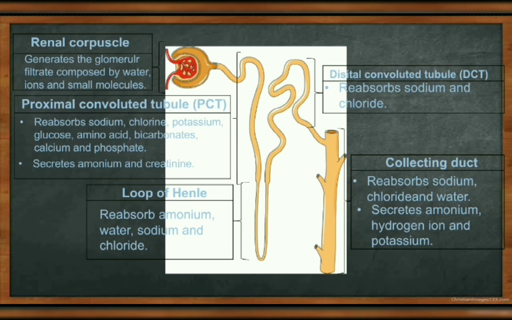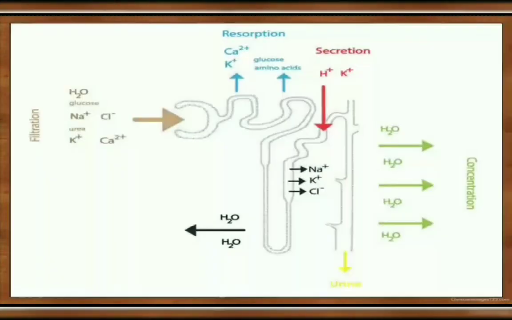Okay, now next you see this diagram. If you want to learn through this, this is the easy one. You see that here in the filtration, water, glucose, urea, and NaCl ions enter the Bowman's capsule. From there it enters the tubule, and here is the reabsorption. You see reabsorption of calcium, glucose, and amino acids. After that it enters the loop of Henle. Here there is reabsorption of water, and again it enters the DCT, the distal convoluted tubule.